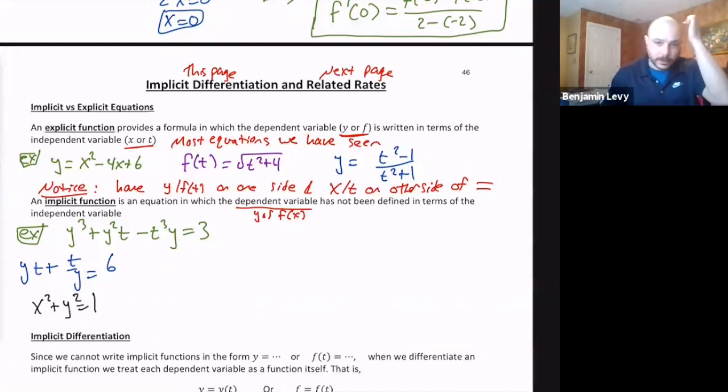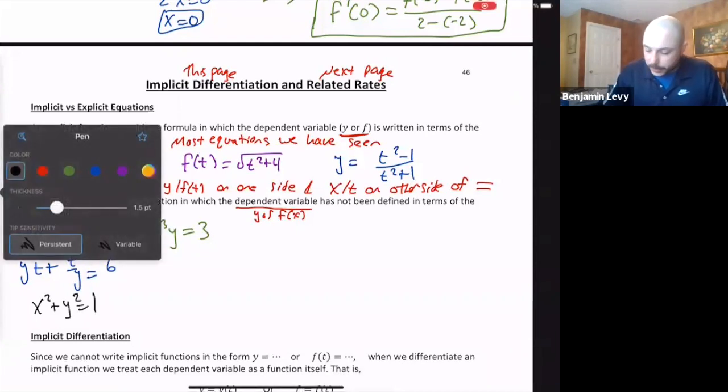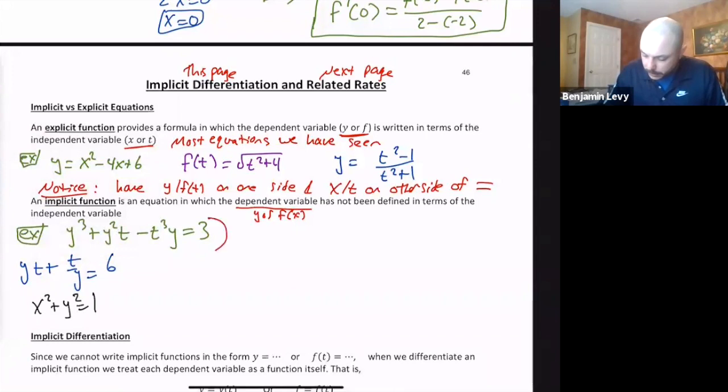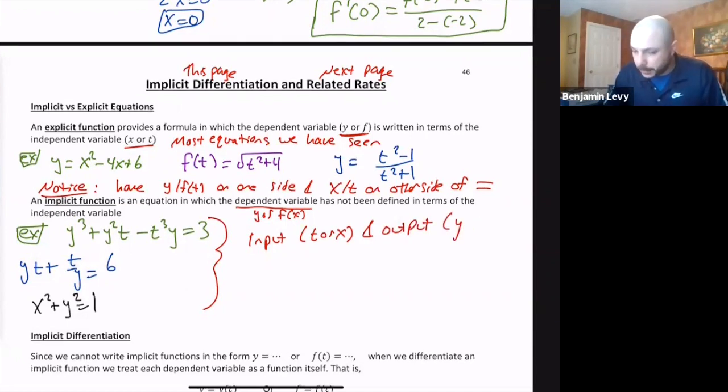That's the equation of the unit circle. And the x is the independent variable, y is still dependent, but they're both on the same side of the equal sign. So the takeaway here, the thing all these have in common, is that the input, which is either t or x, and the output, which is y (in this case I'm just going to stick with y), are on the same side of the equation.